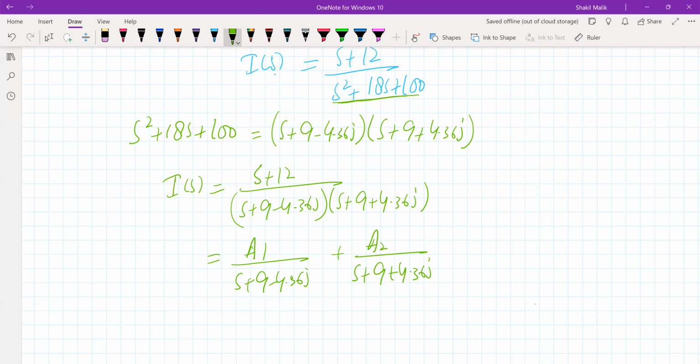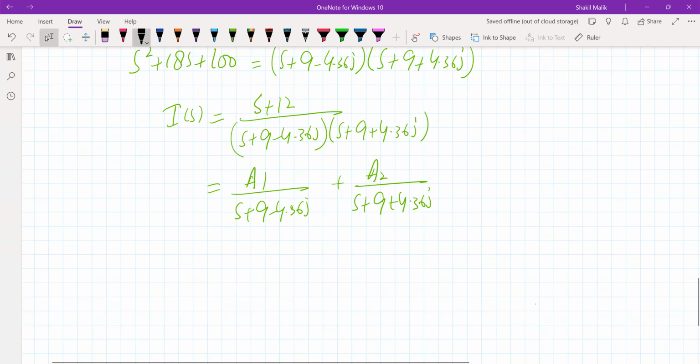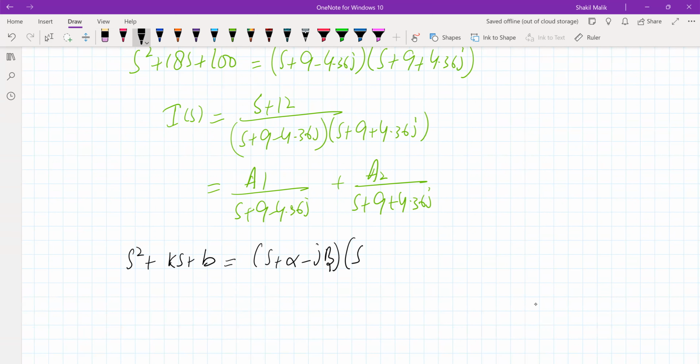But this time, remember, if you have a quadratic term, S squared plus some K times S plus B, and you are able to express it as S plus alpha minus beta j and S plus alpha plus beta j, then you can write the solution for this term directly.